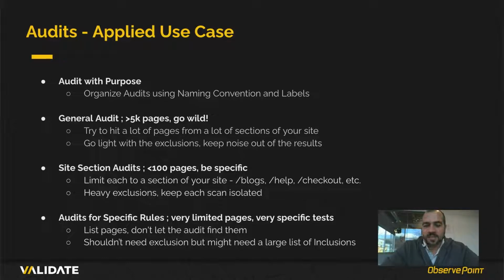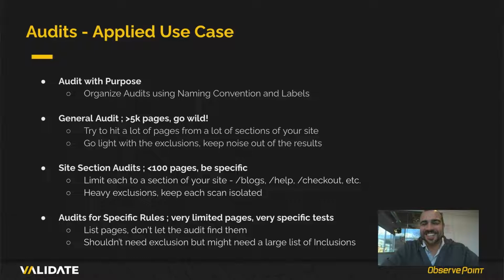We used naming conventions and labels and even the ObservePoint folder system to make sure that we could keep organized with how many audits we were running and whether they were passing or failing, and following up on rule failures. But you guys can figure out how to name your audits yourselves, I'm sure.